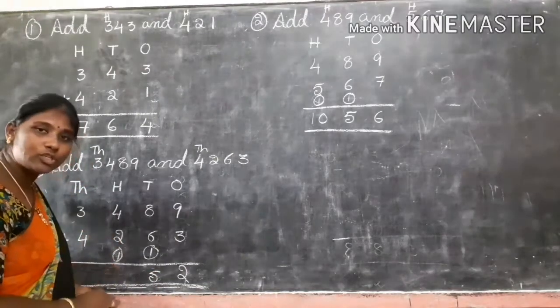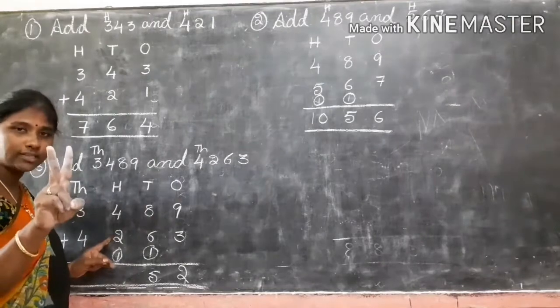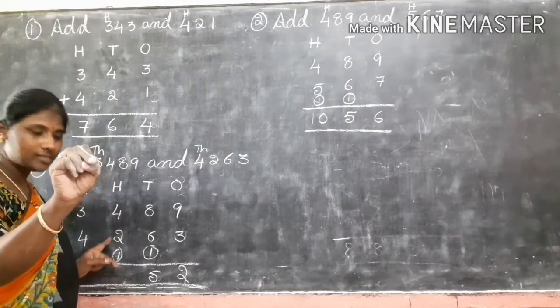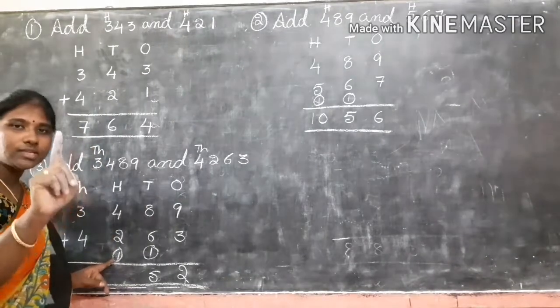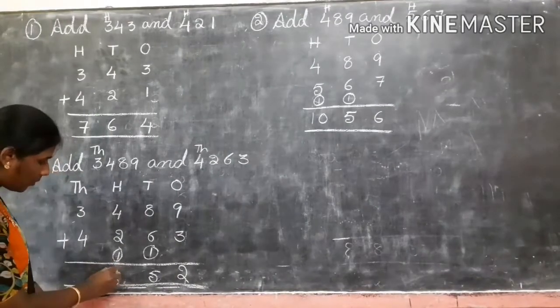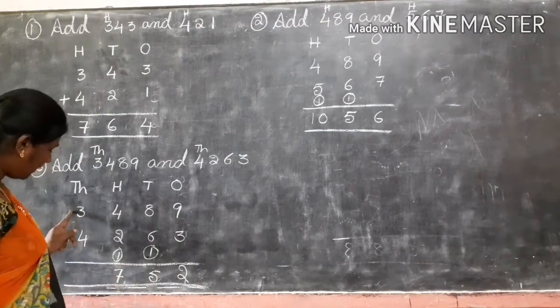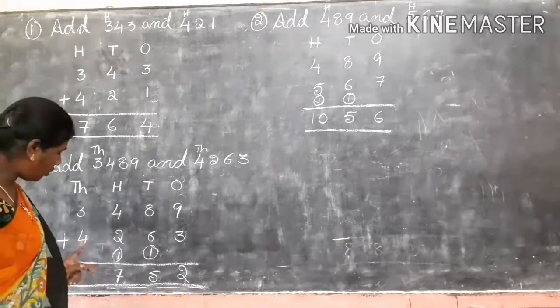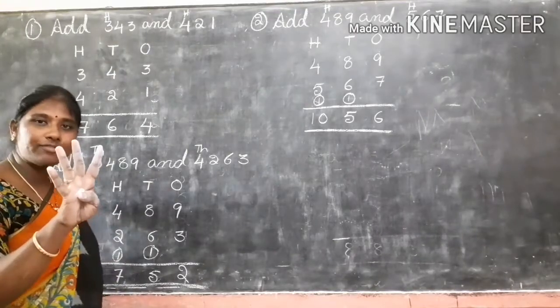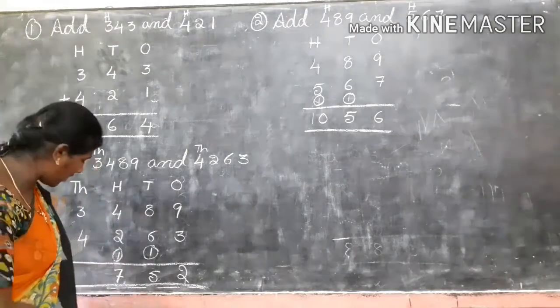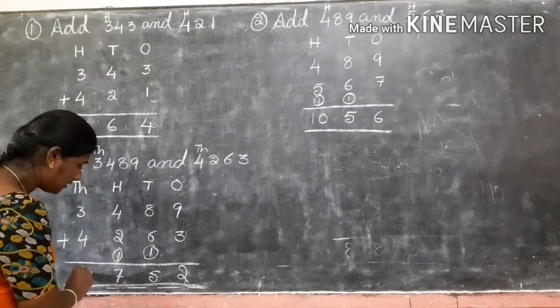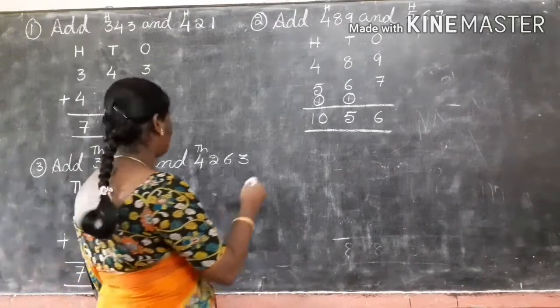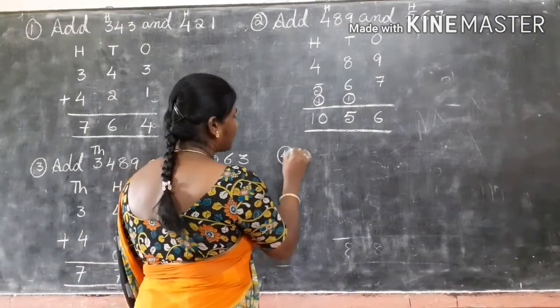4 after, take 2 fingers. Down number 2, take 2 fingers. 4 after 5, 6. Again one more number is there. 6 plus 1, 7. Next here 3, 4 is there. Down number 4, take 4 fingers. 3 after 4, 5, 6, 7. 7,752. Next, one more problem.